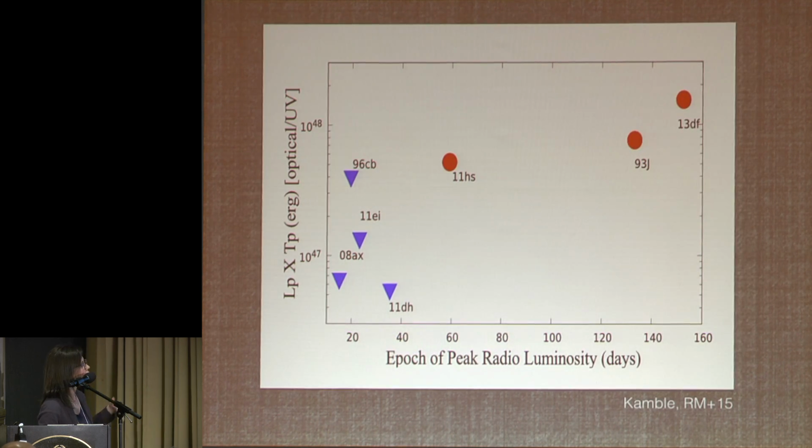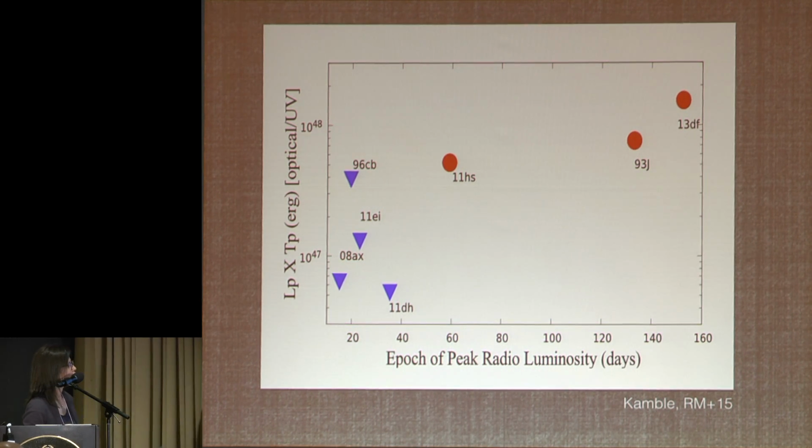So this is another way of looking at the same thing, but plotting two different variables. You have here the luminosity at peak times the time of the peak for the cooling envelope emission, and here is instead the time of the peak of the radio. So you can clearly see that every single time you have a prominent cooling envelope emission, the radio light curves tend to peak at later times.